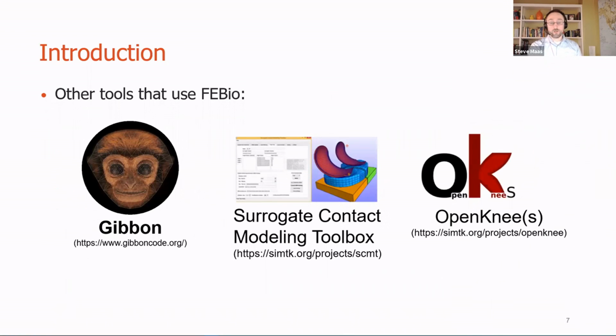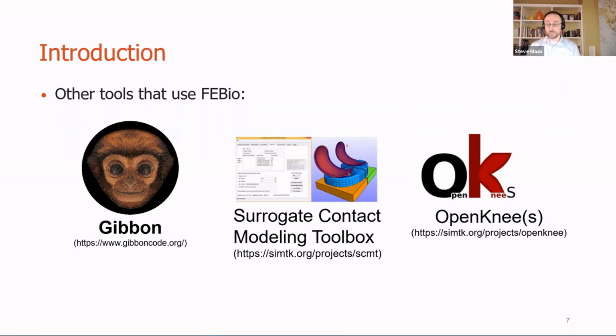There are also several other tools that use FEBio, tools that are geared towards the biomechanics community as well. For instance, there's the Gibbon toolbox, which is the MATLAB add-on that offers a lot of image and geometry processing tools. And they also allow users to export models as FEBio files. They can run the models in FEBio and then load the results back into MATLAB.